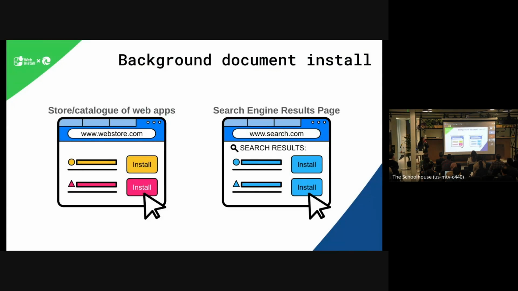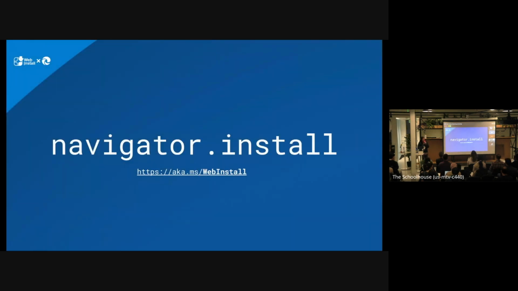The other main use case is what we're calling background document installs, meaning a website installing something other than itself as a web app. This enables scenarios such as stores of web apps or even app installs directly from a search engine results page. We implemented this as navigator.install, a promise-based method with the ability to install web content, provided that its manifest meets certain criteria.